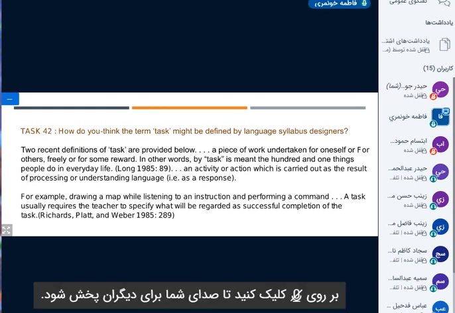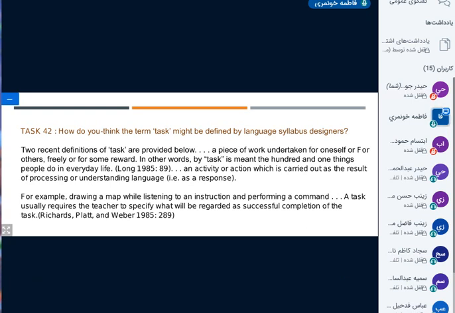This is a more general definition of the task, which refers to a piece of work undertaken for oneself or for others, freely or for some reward. In other words, by task is meant the 101 things people do in everyday life, an activity or action which is carried out as the result of processing or understanding language. Like all the responses you get when you're doing something, understanding language, processing it. Someone says hello and you answer back, you say hello, how are you, I'm fine today.